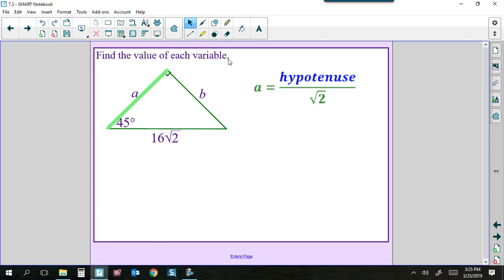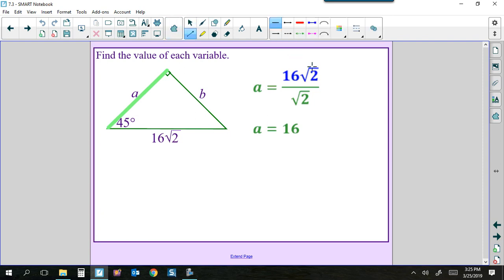16 square root of 2. So when you plug it in, it ends up being 16 square root of 2 divided by square root of 2. But wait a minute, we have square root of 2 over square root of 2. So do I need to rationalize the denominator here? Well, I would say probably not, because radical 2 over radical 2, we've had this conversation earlier. Anything divided by itself is just 1. So A is just equal to 16, because the square roots of 2 can cancel out.